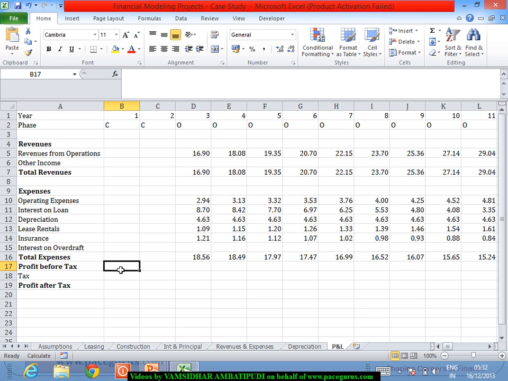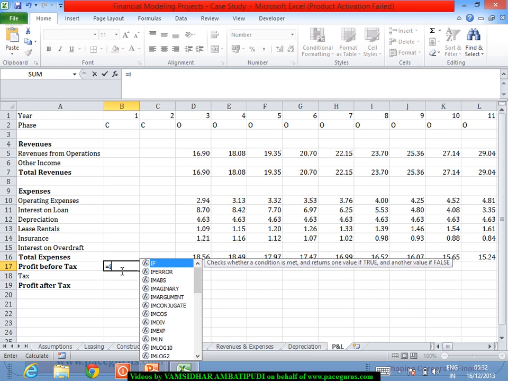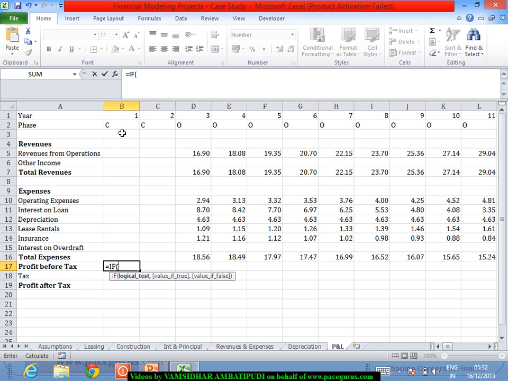So from this, I can even compute the element of the profit before tax, wherein I am doing the same logic: if this is equal to operations, I'll do the summation of the total revenues and the negative of total expenses.